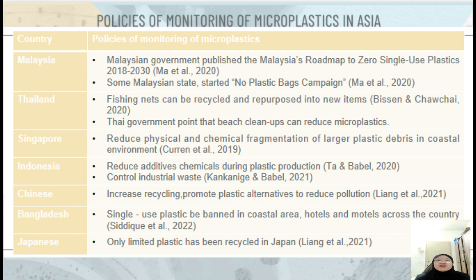Reducing physical and chemical fragmentation of larger plastic debris in the coastal environment is one of the policies in Singapore. Thai and Babel 2020 state that reduced additive chemicals during plastic production help to reduce microplastic. Controlling industrial waste is also one of Indonesia's policies. Liang et al. 2021 mention that increased recycling promotes plastic alternatives to reduce plastic pollution. Single-use plastic is banned in coastal areas, hotels and motels across the country in Bangladesh. Liang et al. 2021 point out that only limited plastic has been recycled in Japan.